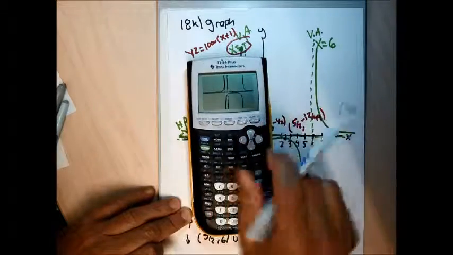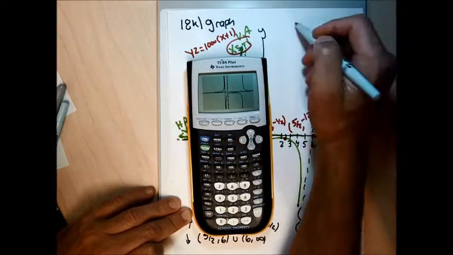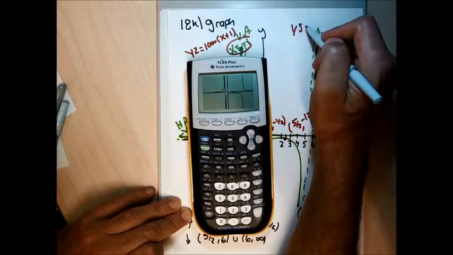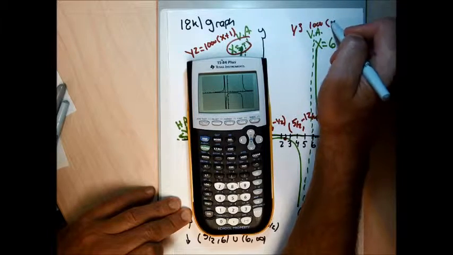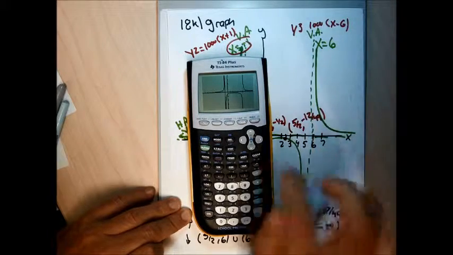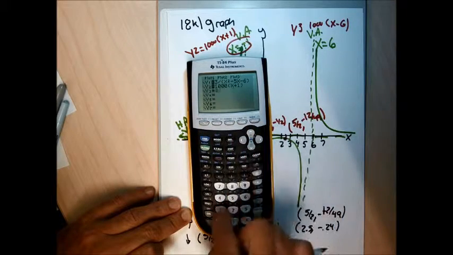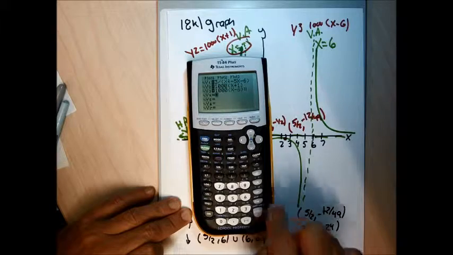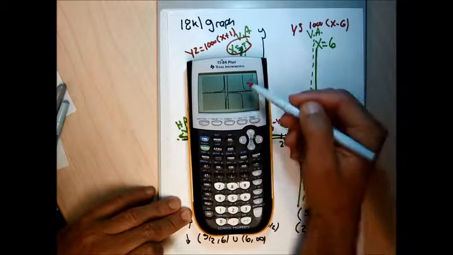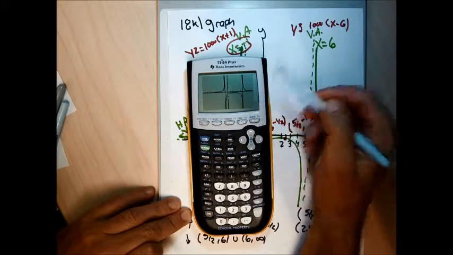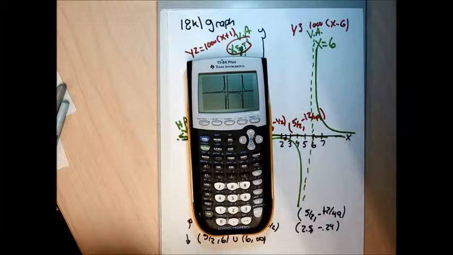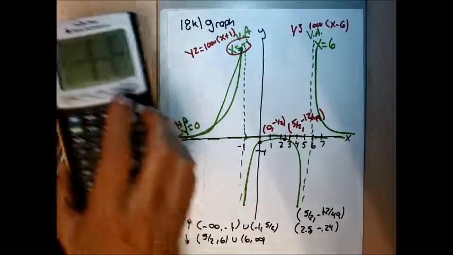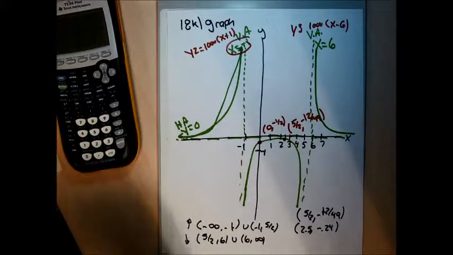Similarly, if I want my calculator to show that vertical asymptote, I'd probably enter in y3 equals 1,000 times (x minus 6), kind of moving the number over. So if I did y equals 1,000 times parentheses x minus 6 and graphed it, I'd get this second vertical asymptote, which I already drew in. So now the graph that I have on my calculator looks more like my graph on my screen here, and I feel good about what I have.